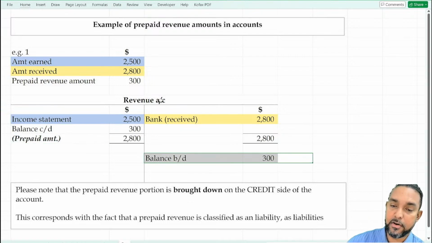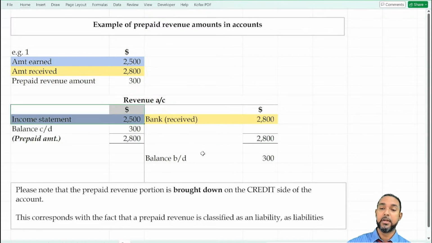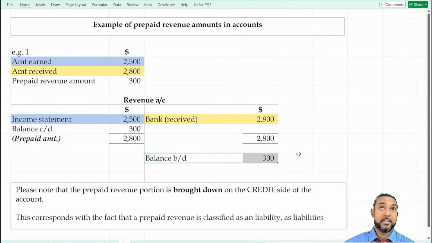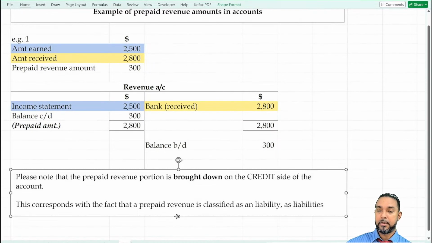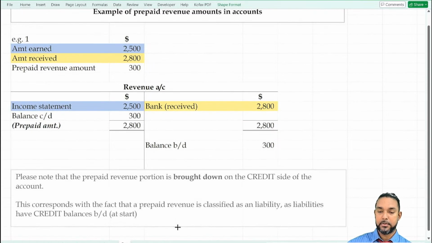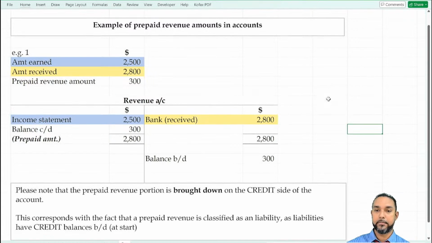Now, a credit balance in a revenue account. Revenues themselves are credit items, so they're supposed to have credit balances. But if at the end, after you make your income statement transfer, your closing entry, you still have a balance, that implies it's either prepaid or accrued. And if it's on the credit side, it implies a liability. So please note that the prepaid revenue portion is brought down on the credit side of the account, and this corresponds with the fact that a prepaid revenue is classified as a liability, and liabilities have credit balances. All right, so that was the little review of the stuff we did previous week.